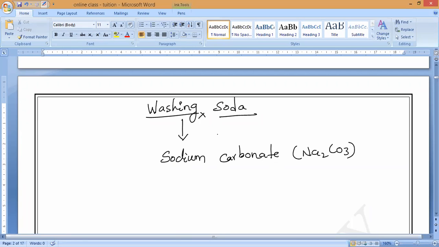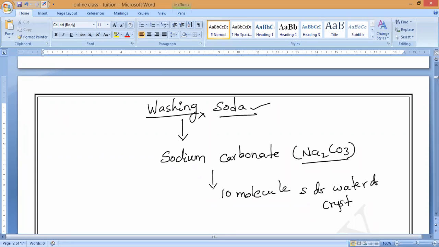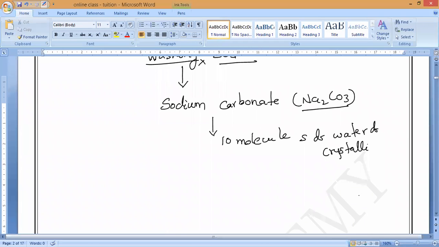But remember, this sodium carbonate, if I write it normally, is not called washing soda. All of you should remember, this is called sodium carbonate only. But what is washing soda? If sodium carbonate contains 10 molecules of water of crystallization. So what do we mean by water of crystallization? It means the amount of water present in the salt. That is called water of crystallization.